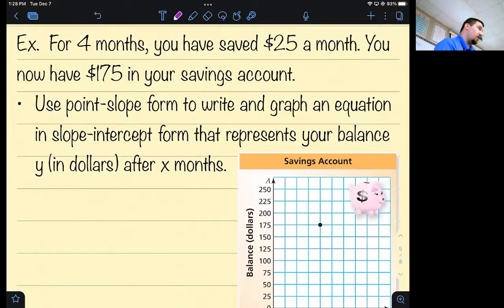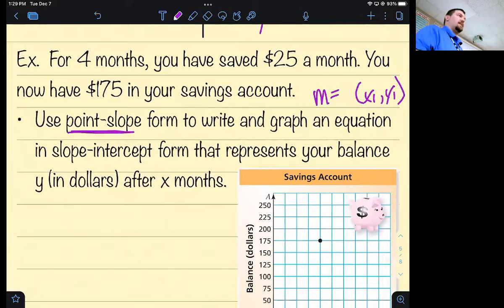So if we're going to start off in point slope form, that means we need to know what our m value is, and we need an x1 and a y1. So which of these values gives us our rate? Because that's our slope. What's our rate? Maddox? That's right. Well, not in 4 months. Yes, $25 per month. So our rate is 25. Our m value is 25.